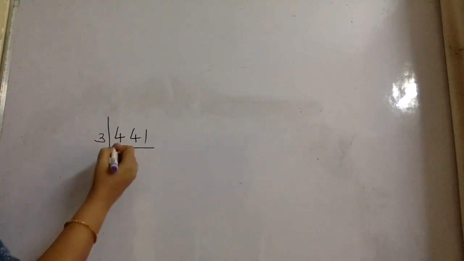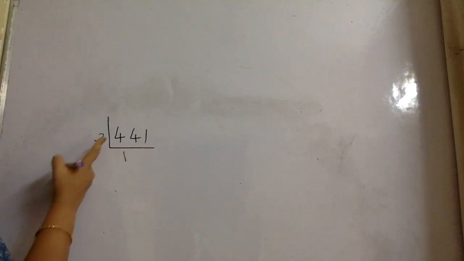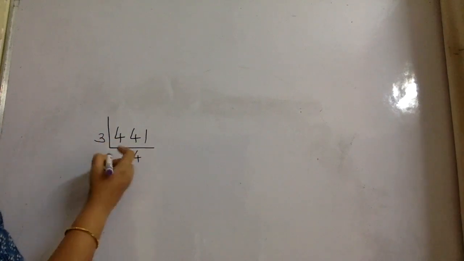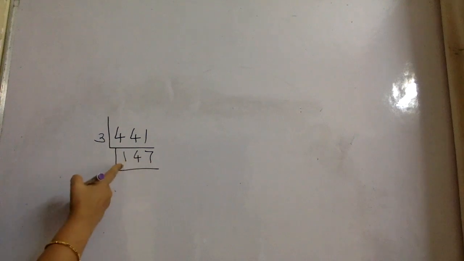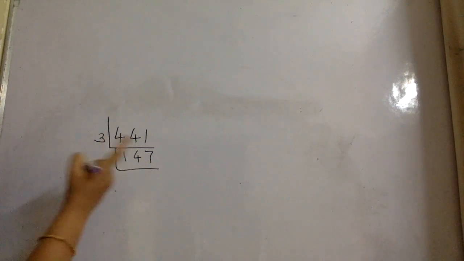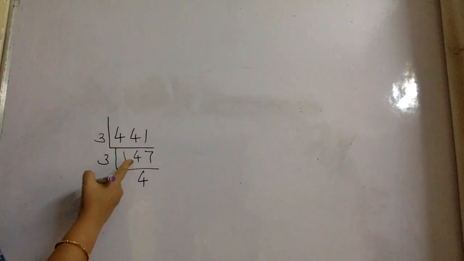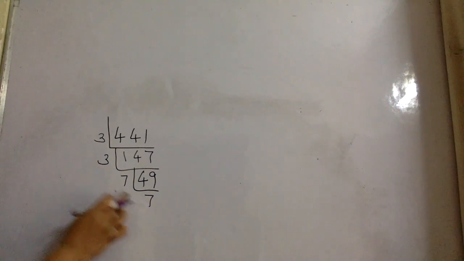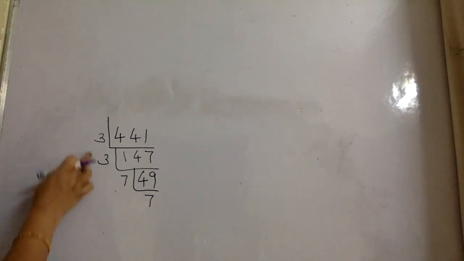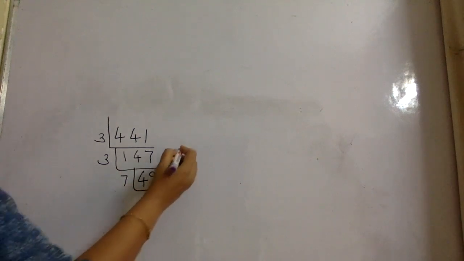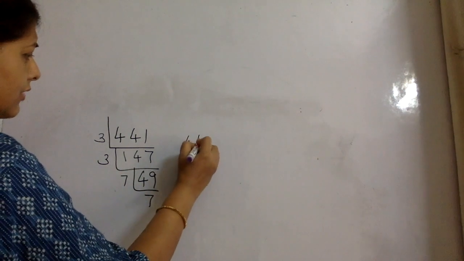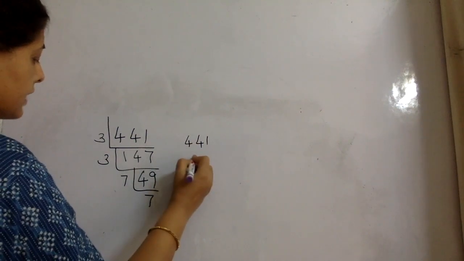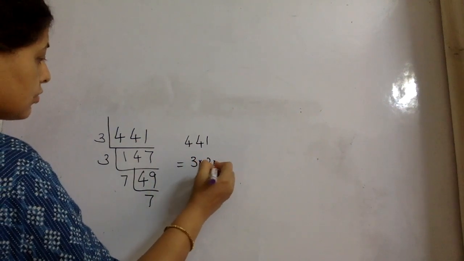It's not going by 2, I saw. So when I take 3 here, 3 ones are 3, then 14, 3 fours are 12 and 2, and 7. Again I am adding, 11 plus 1, 12, it goes by 3. 3 fours are 12, and 3 nines are 27, and then 7 and 7. Now I have to keep observing the factors. So 441 is equal to 3 into 3 into 7 into 7.